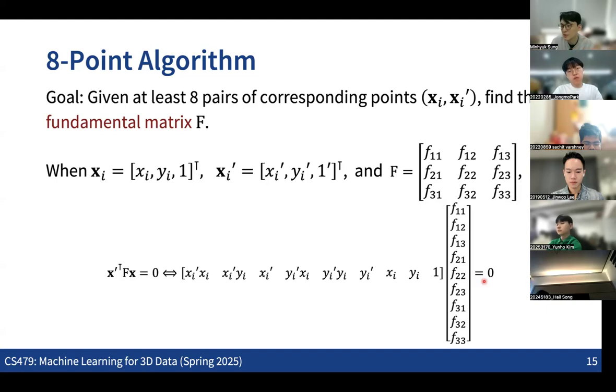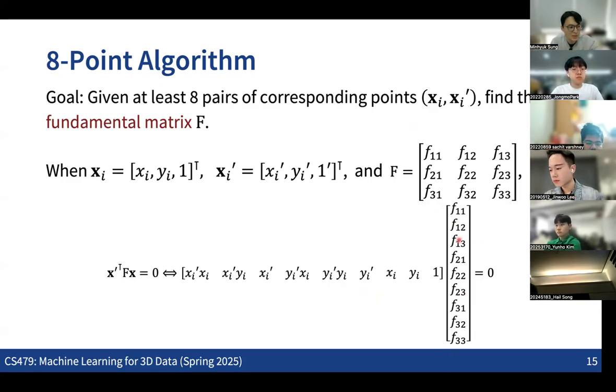What we have seen last time is that we have 8 degrees of freedom, because we have 9 elements but with scale ambiguity, which means that we need at least 8 equations, at least 8 corresponding points. That's why this whole algorithm is called the 8-point algorithm. So based on the 8 corresponding points, we make at least 8 equations of the homogeneous linear system, and we find the final output, the fundamental matrix.